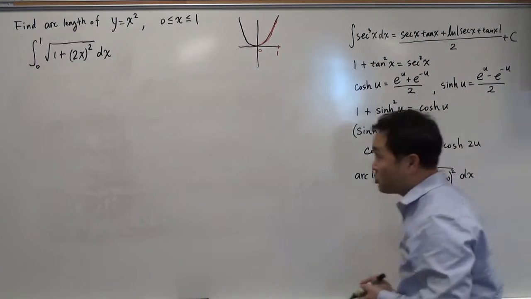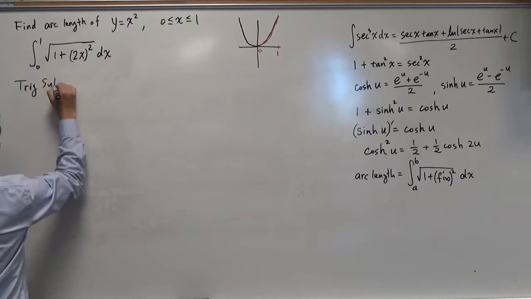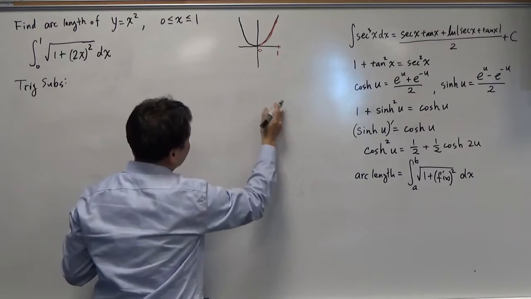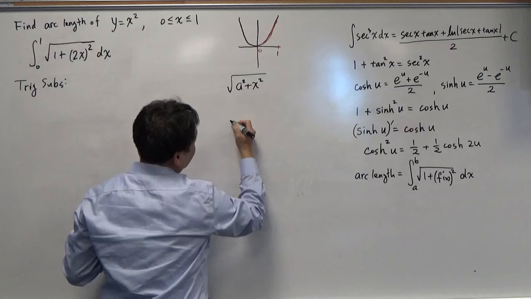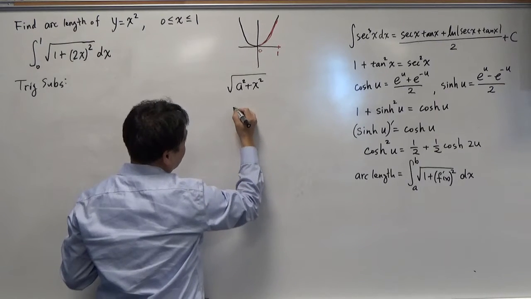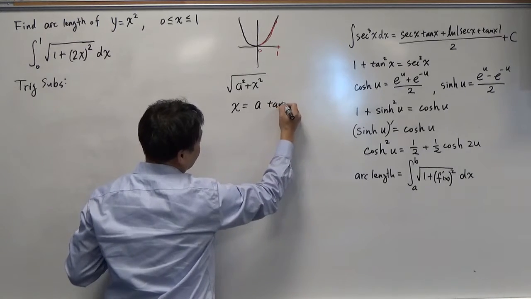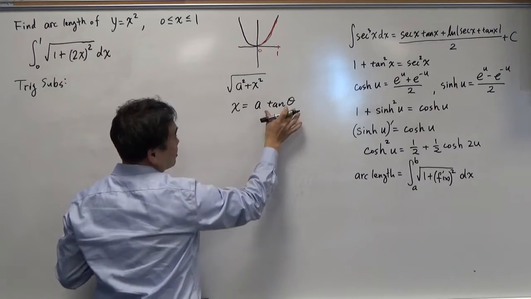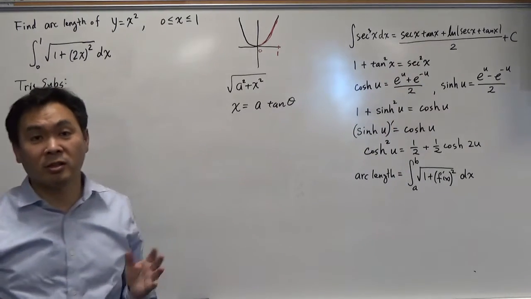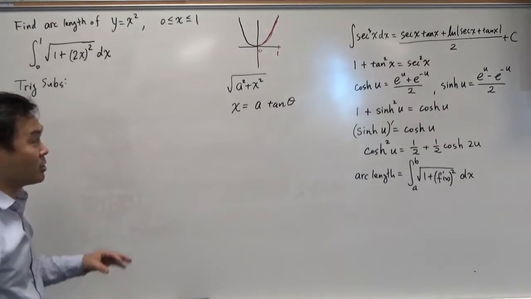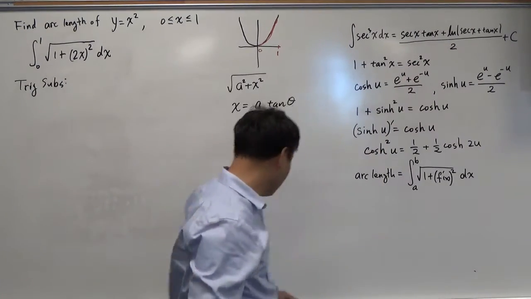Let me first do the trig substitution method. The standard way you do it is, when you have a squared plus x squared, the trig substitution usually says you want to do x equals a times tangent of theta, because tangent squared plus 1 turns into secant squared, and it becomes easy to get out of the square root because the square root will cancel this square.